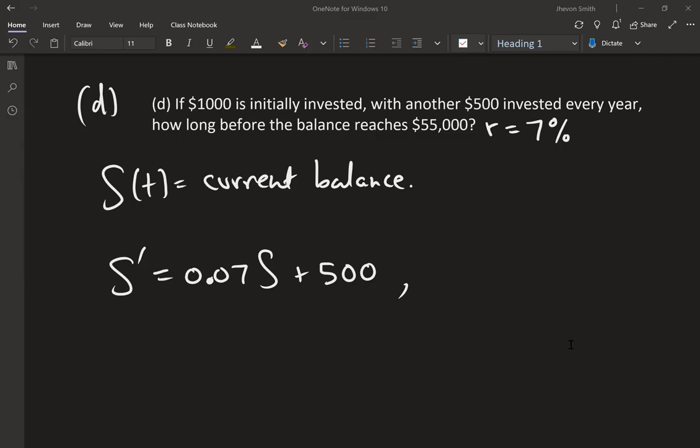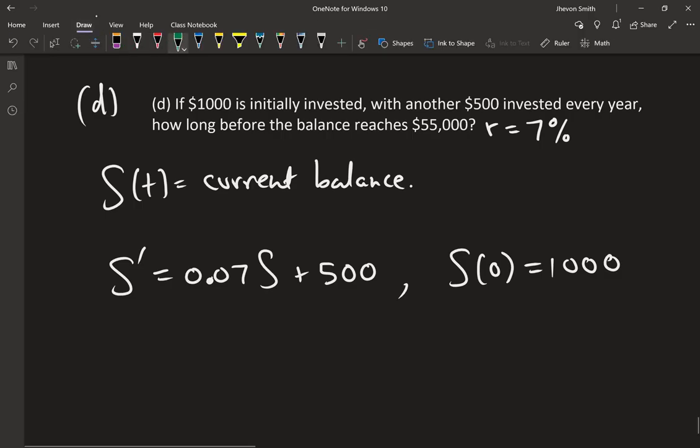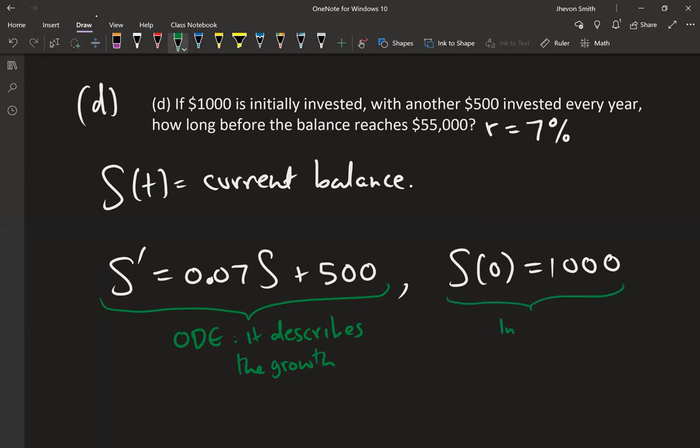Yeah, we are using little t to be years. What's the initial condition here? Right, the initial condition is the equation S of 0 is 1,000. So this here is the ODE that describes the situation. This here is called the initial condition.